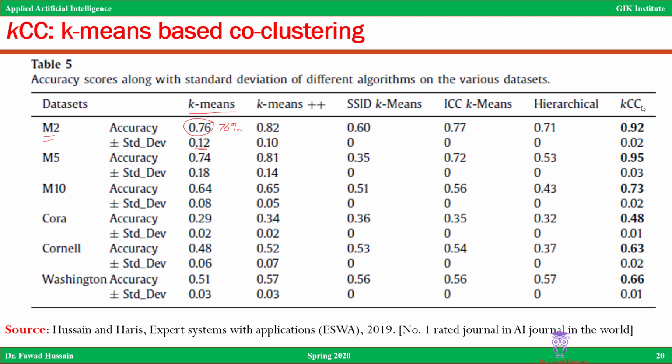On the other hand, if you are using KCC, your accuracy has increased from 76%, it has increased to 92%, and the variation has decreased from 0.12 standard deviation to 0.02. It means not only that the algorithm has improved a lot, it is a lot more robust now. So a new run is going to give you a value which is very close to 92%. There is not a lot of variation between different runs of this algorithm. So you can see that by changing the values or changing the parameters, we can improve on the results.